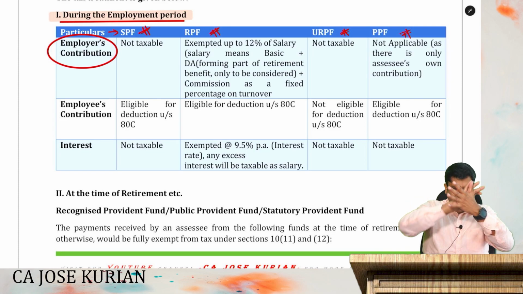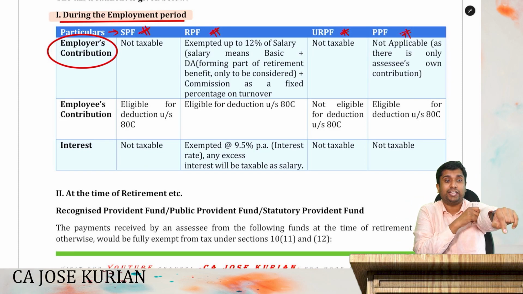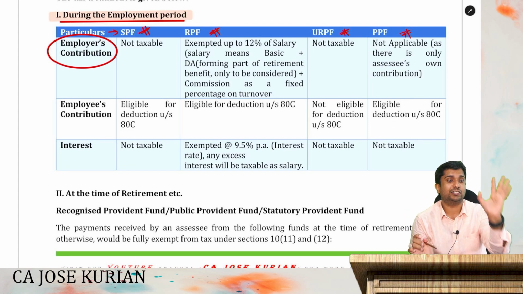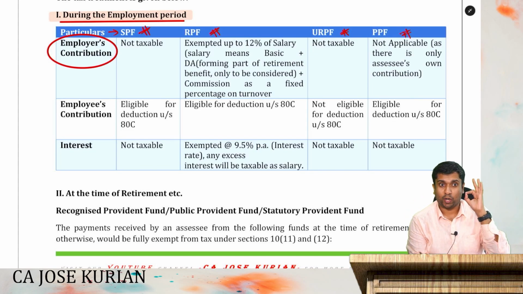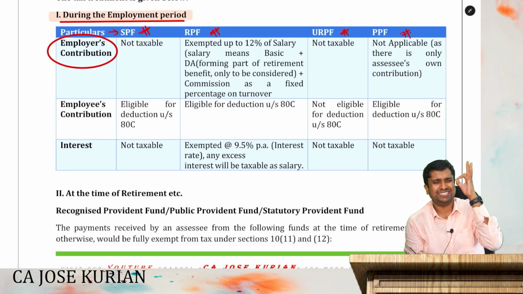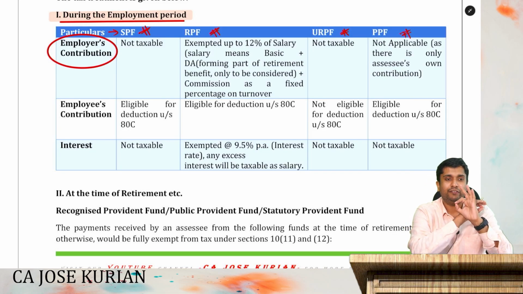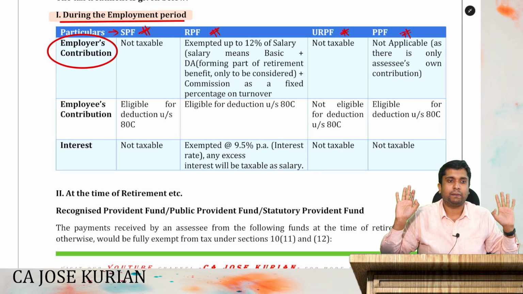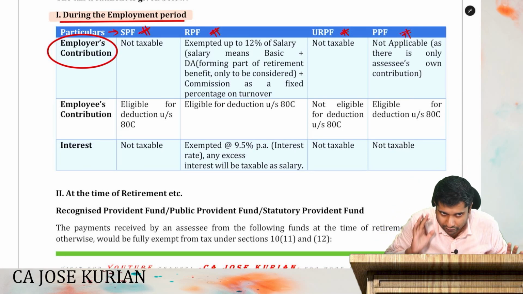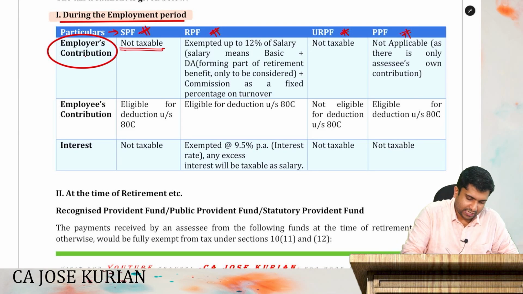Listen, simple topic. Employer's contribution to SPF is never taxable in the hands of employees. Employer's contribution to statutory provident fund is never taxable in the hands of employees. It has been fully excluded from the impact of taxability. Are you all with me? So, employer's contribution to SPF not taxable.